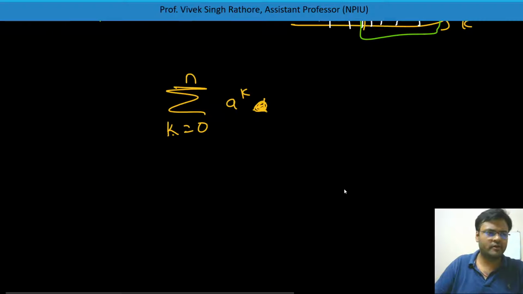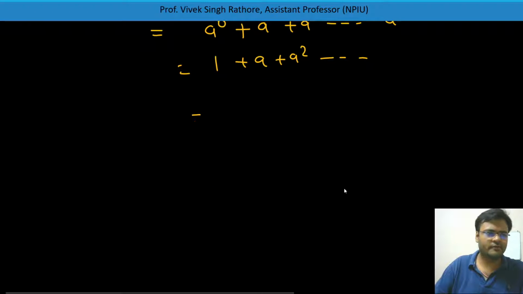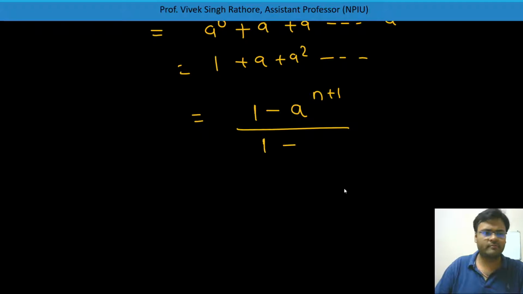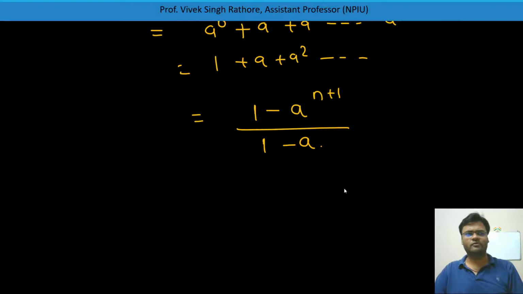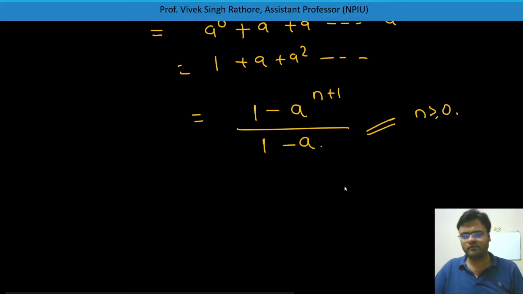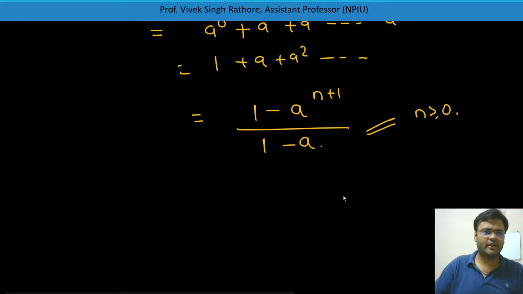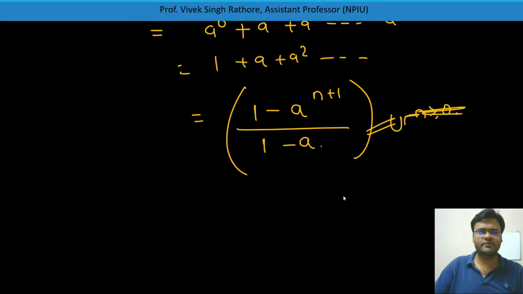So we'll put values from here. a is equal to 0 plus a is equal to 1 plus a is equal to 2, and so on till a is equal to n. So this will be 1 plus a plus a square plus so on, and as you know the formula, we'll go for 1 minus a to the power n plus 1 over 1 minus a. This GP formula you already know. So this will be the answer for n greater than or equal to 0, and this will be your final output. So see, you can also write it like this, for n is equal to 0, you can write it as u of n.